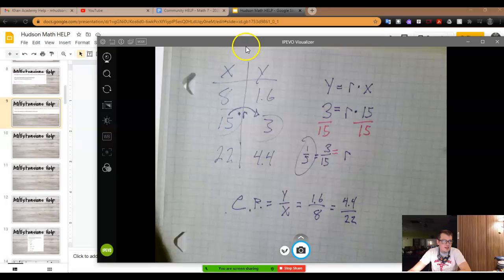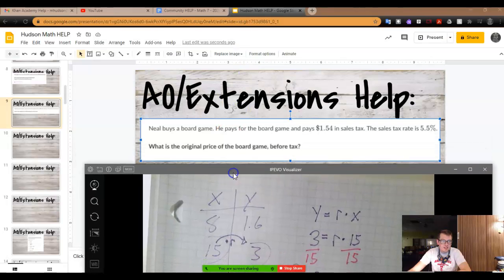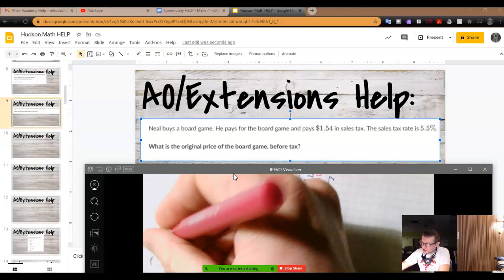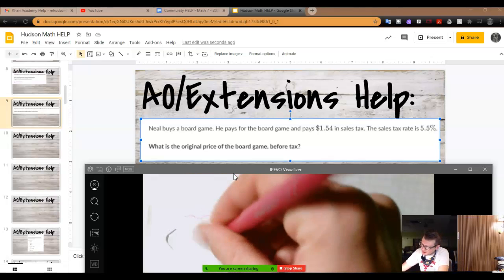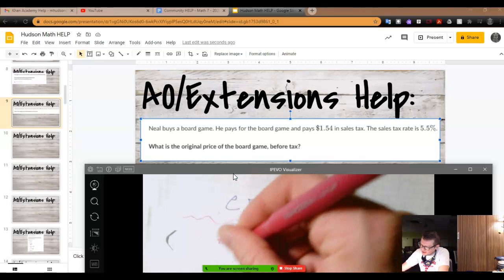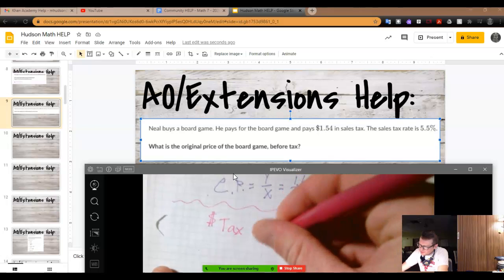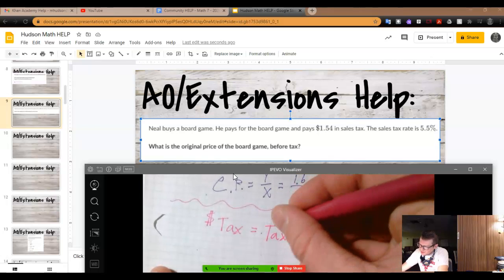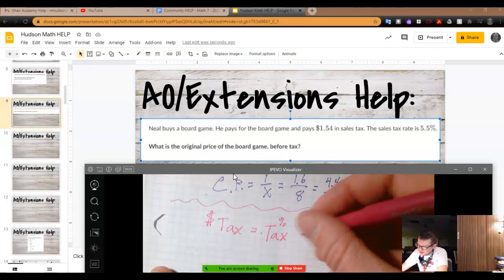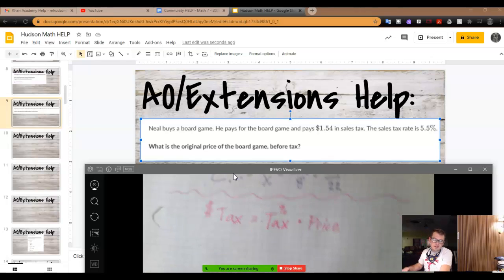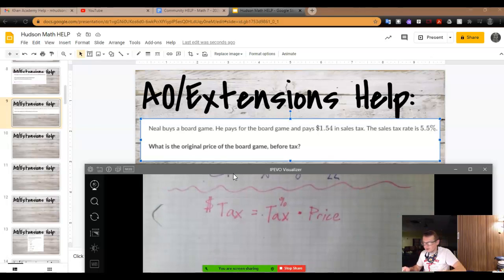So what we want to set up here is the equation that we're going to use for tax problems. The equation on your formula sheet says that the amount of money paid in tax will equal the tax percentage, times the price, like the initial price, what's on the sticker, what's on the price tag, the price before tax, before any change.